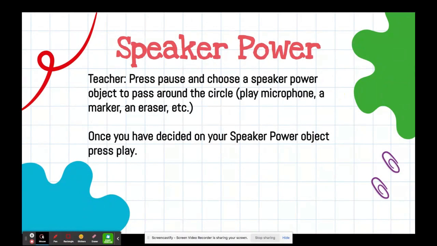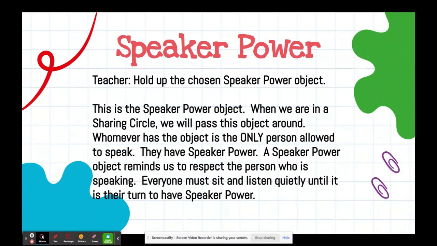Speaker power. Teacher, press pause and choose a speaker power object to pass around the circle. Once you have decided on your speaker power object, press play. Teacher, hold up the chosen speaker power object. This is the speaker power object. When we are in a sharing circle, we will pass this object around. Whomever has the object is the only person allowed to speak. They have speaker power. A speaker power object reminds us to respect the person who is speaking. Everyone must sit and listen quietly until it is their turn to have speaker power.